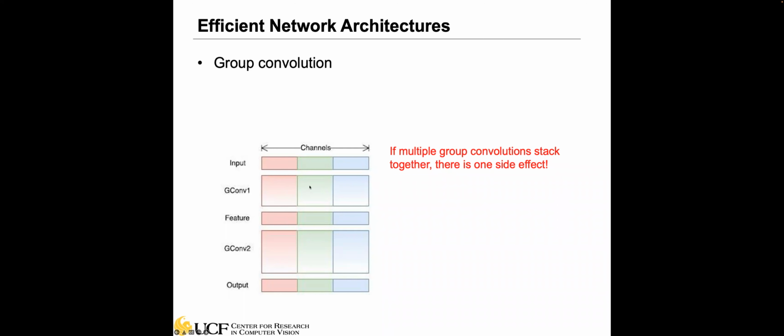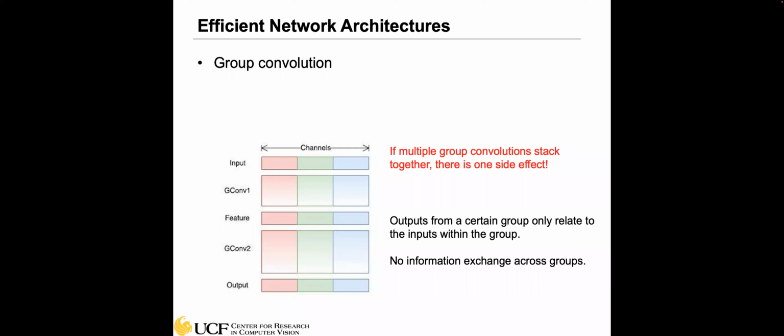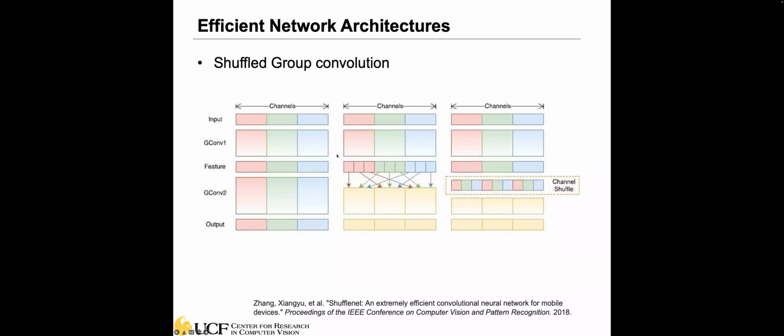So we want to encourage some of the information flow from different channels, so you can learn some of the information, do some collaborative learning. So to address this issue, ShuffleNet introduced this notion of shuffling the channels. Once you do the group convolution here, you get the feature. So you basically have the same number of channels at your input here, and you want to try to mix up the channels within different groups. So you can shuffle the channels.